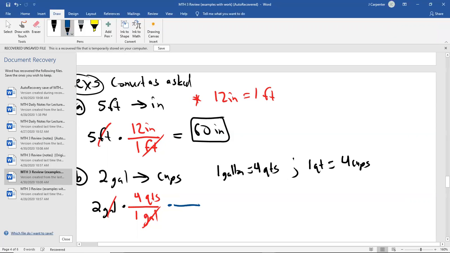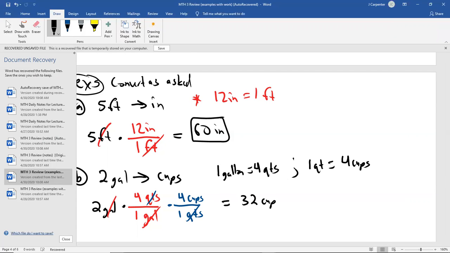So we do another one of these multipliers, and it could take 3 or 4 or 5 of these depending on the problem. We know 1 quart is 4 cups. We're starting with quarts. We want them gone, so quarts go in the bottom. There's the 1, so this is the 4 cups. Quarts are gone, and then we're just multiplying the 2 times 4 and the 4. 2 times 4 is 8, 8 times 4 is 32. So 2 gallons is 32 cups.